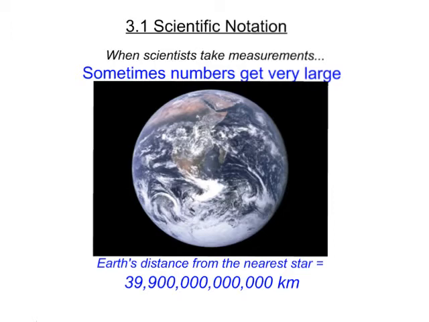When scientists take measurements, oftentimes numbers get very, very large. For example, measuring the distance from Earth to the nearest star, well, it's this many kilometers. That's a really big number.